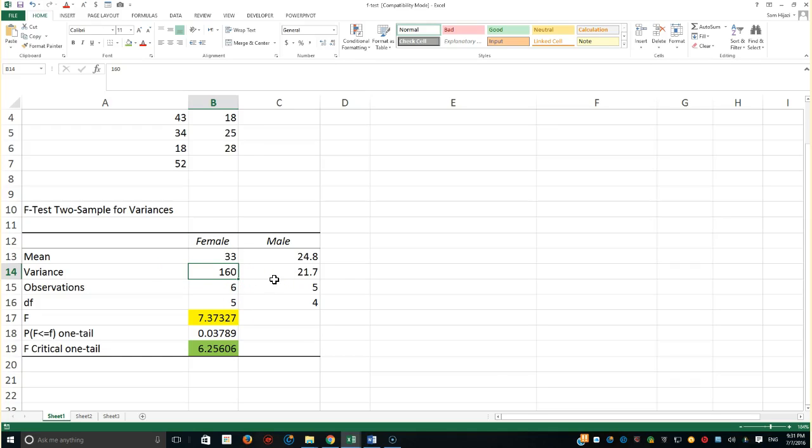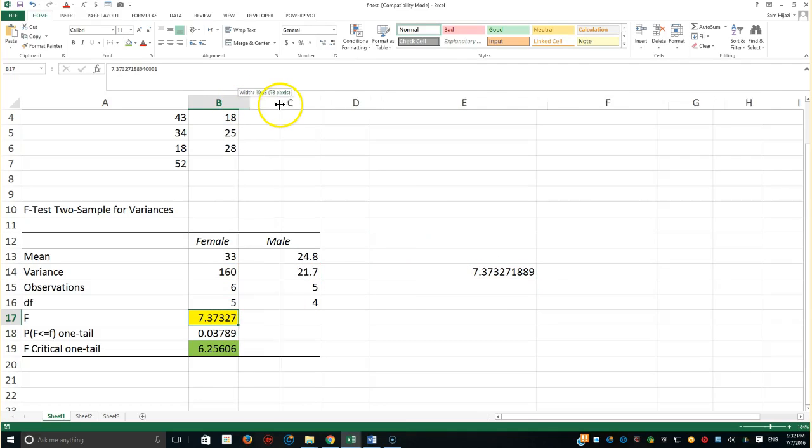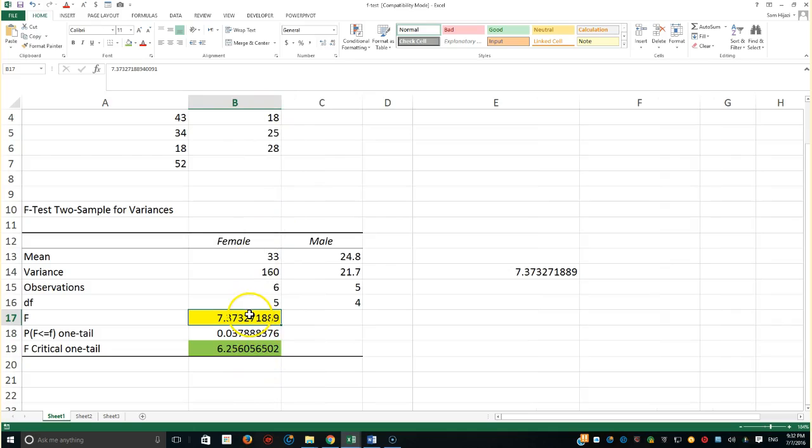Again, this is the ratio of variance 1 to variance 2, and we're going to see how we calculated the F. The F is really the ratio of this variance to this variance. That's why we wanted the bigger variance on the left side. If we divide 160 by this one here, notice we get the exact same value. You might think this one has more digits to the right of the decimal point, but that's because I don't have enough column width to show the same number of digits.